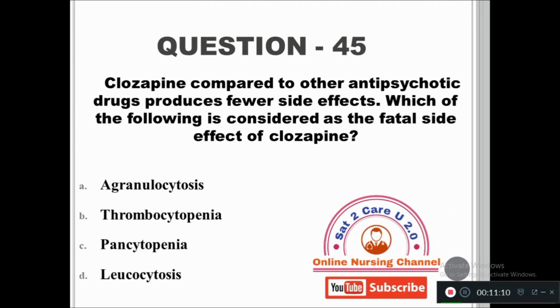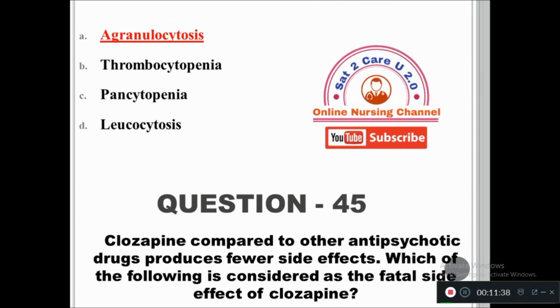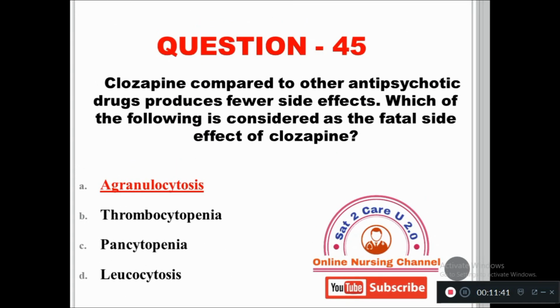Clozapine compared to other antipsychotic drugs produces fewer side effects. Which of the following is considered as the fatal side effect of clozapine? Option A, agranulocytosis, B, thrombocytopenia, C, pancytopenia, D, leukocytosis. The fatal side effect because of clozapine is option A, agranulocytosis. It is a very dangerous side effect of clozapine.